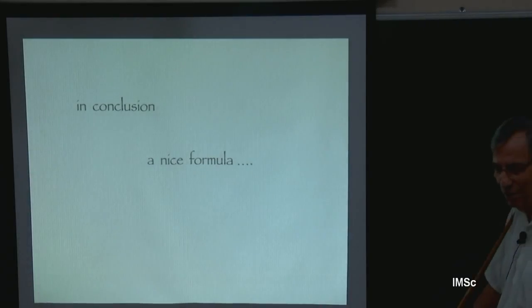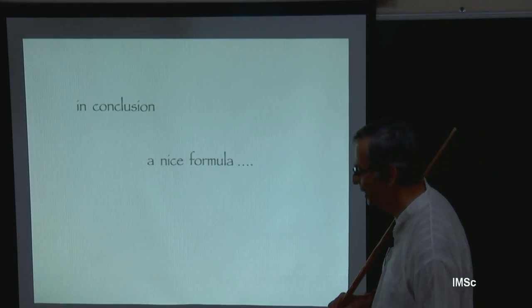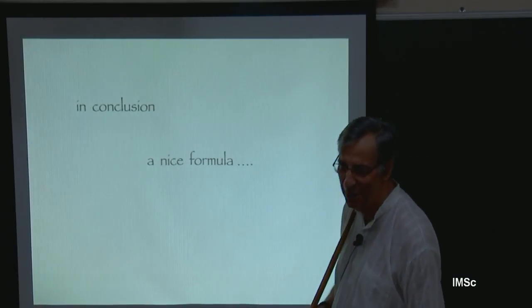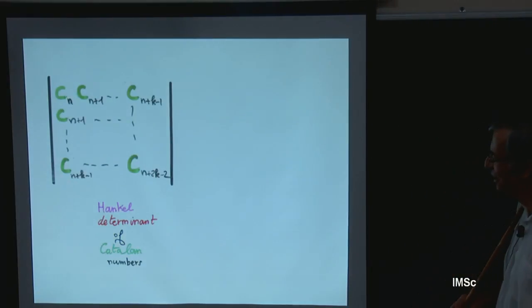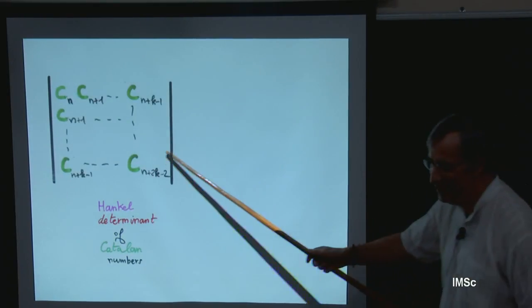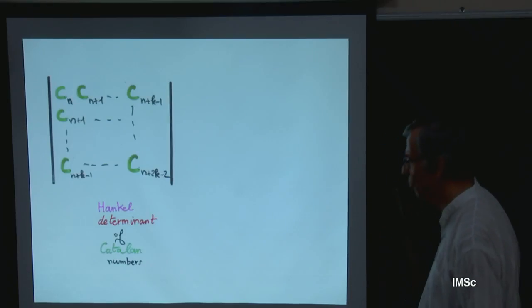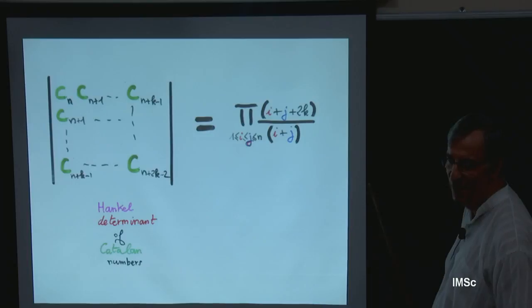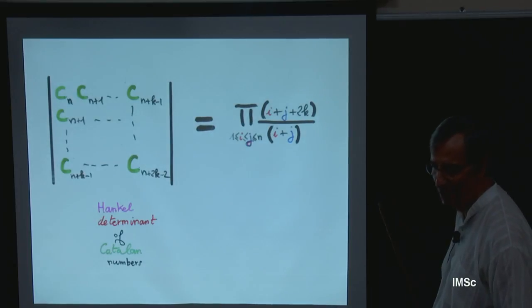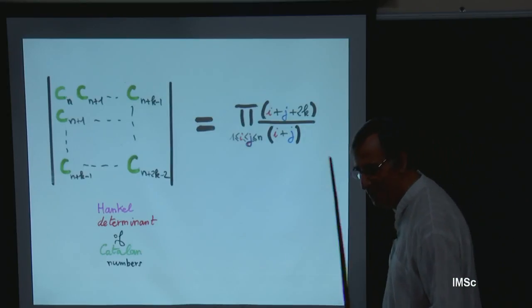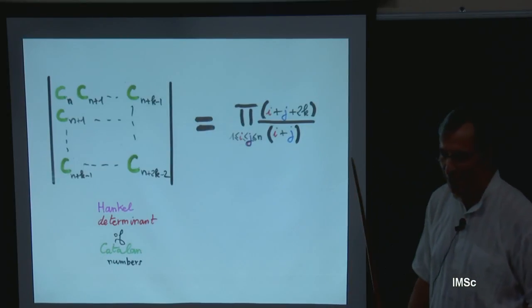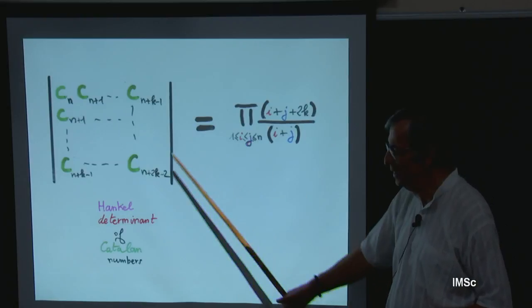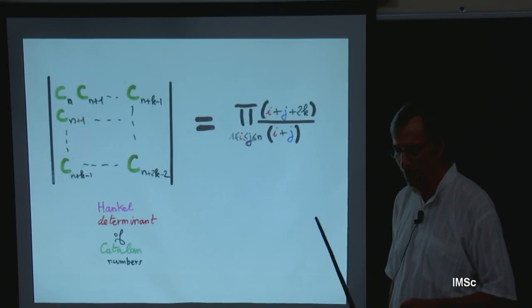So in conclusion of this class and of this course, a nice formula, the last one. The Hankel determinant of Catalan numbers is equal to this nice formula. Nice means a product divided by a product. So we have seen many determinants: plane partitions, semi-standard Young tableaux, Aztec diagrams. Now this Hankel, again, product divided by product.